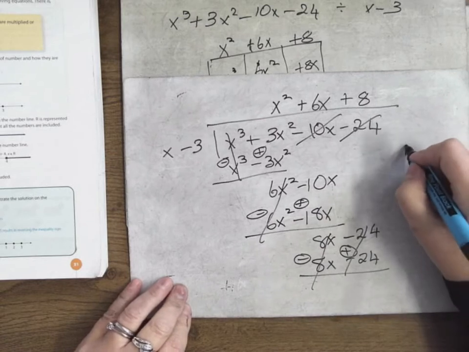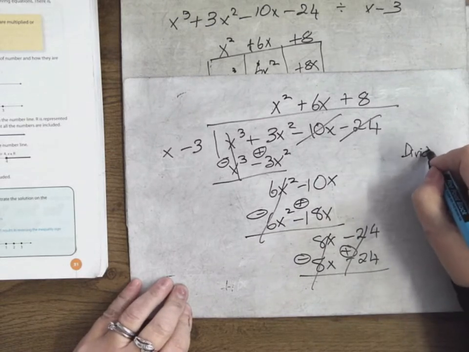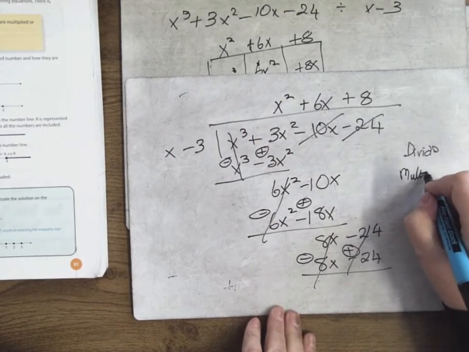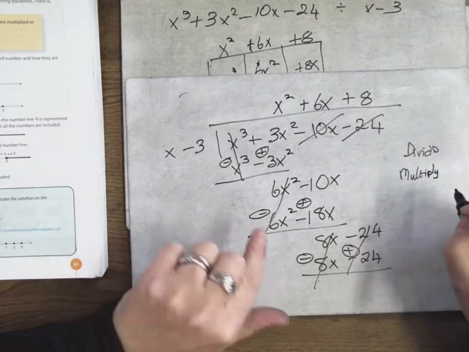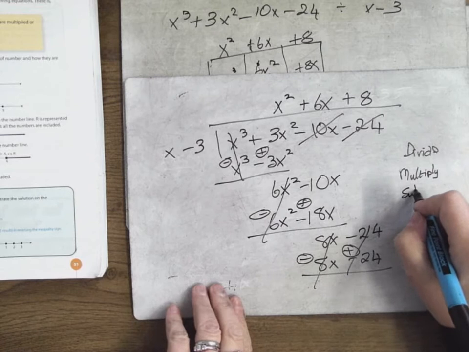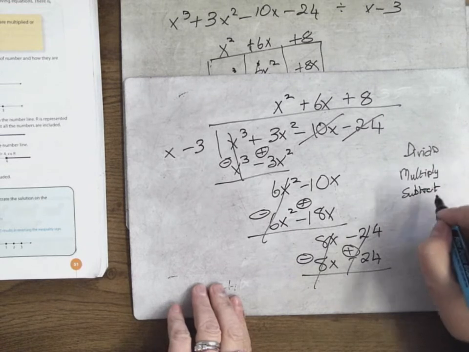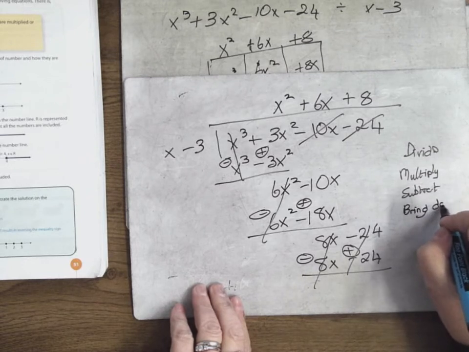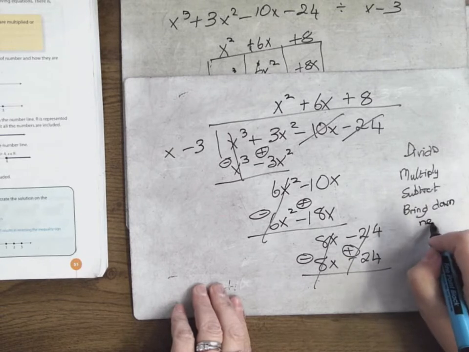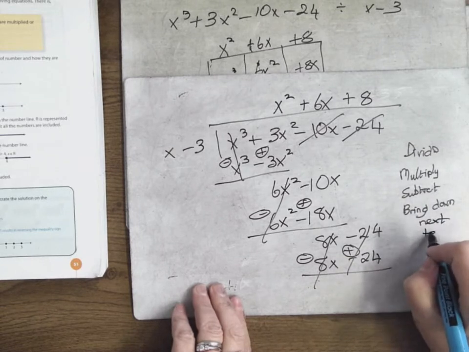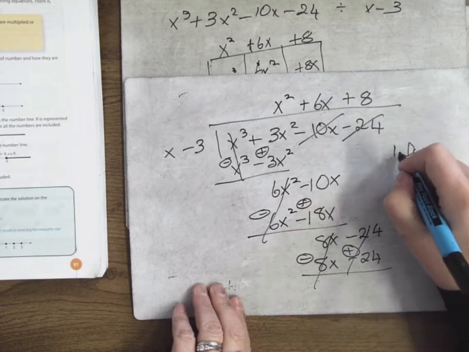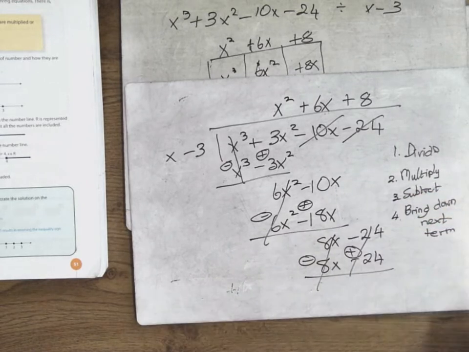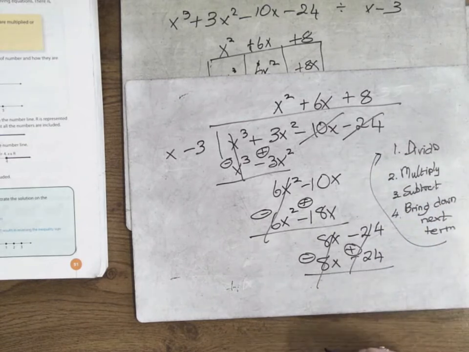So the steps here are divide. So divide your first term into your first term, put up your answer. Then you multiply. Then you subtract, change the sign, subtract. And then you bring down the next term. And you're back to the beginning again. Okay? So you divide is step one. So first term into first term. Multiply, subtract, change the signs, and then bring down the next term and do it all again. And go back up to the start then. Okay? Are we okay with that?